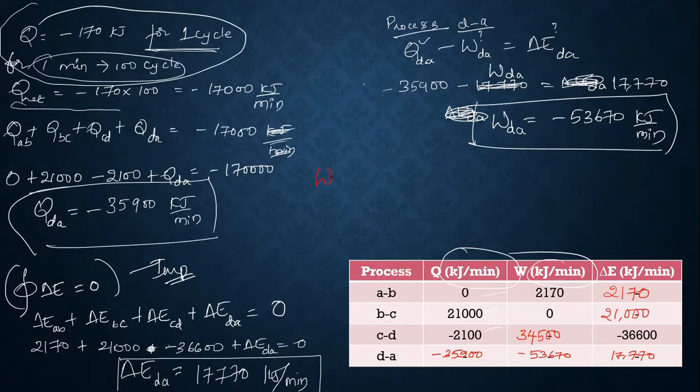Net work transfer. Therefore, net work transfer is W AB plus W BC plus W CD plus W DA. Therefore, W AB is 2170, and this is 0, and W CD is 34,500, and W DA is minus 53,670.